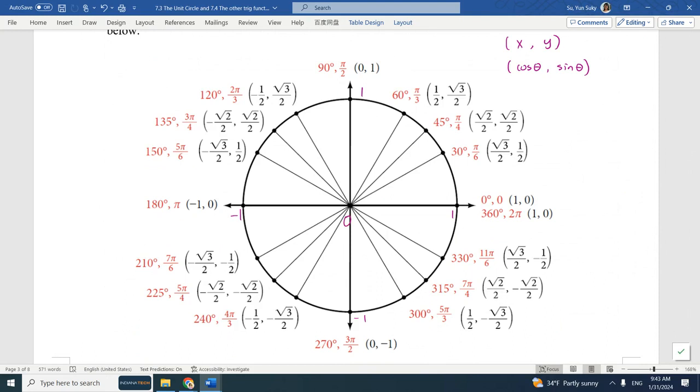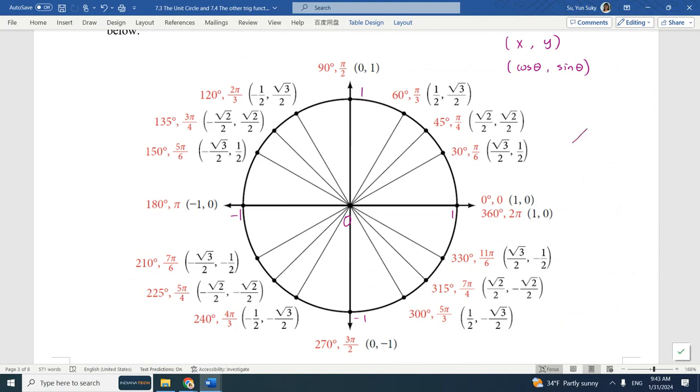Okay. Now, how about 30 degrees? For 30 degrees, cosine 30 degrees. Do you still remember last time we talked about two right triangles? One is 45 degrees. The other one is 30 degrees, 60 degrees. Yes.